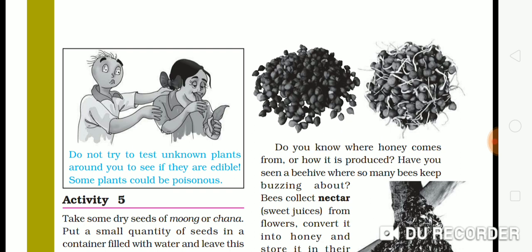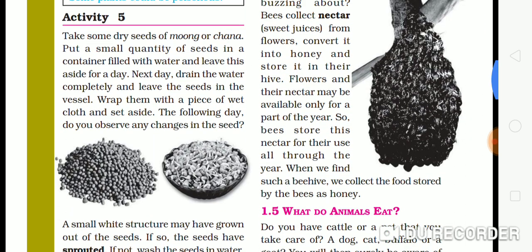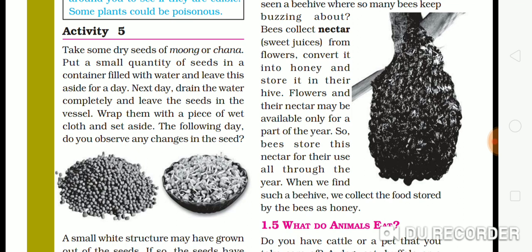So this is all about the seeds. Next is the fruits and vegetables. You must be knowing about that. The plant also provides fruits like banana, apple, mangoes, etc., and vegetables too. So today we have discussed the sources of food, and sprouting, the very important activity which you have to do at your home.